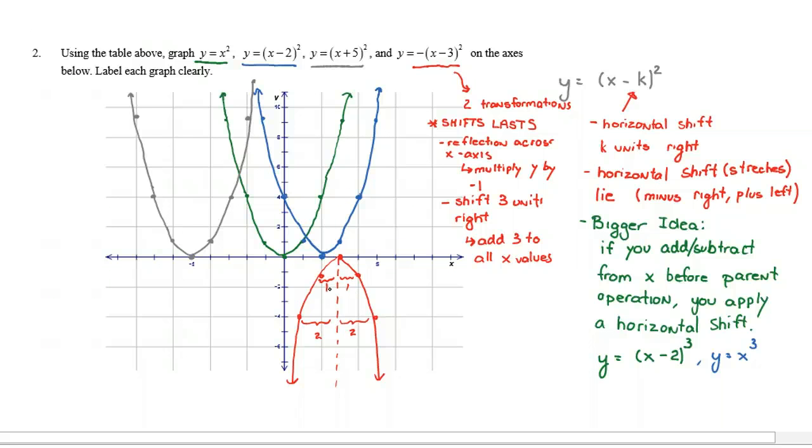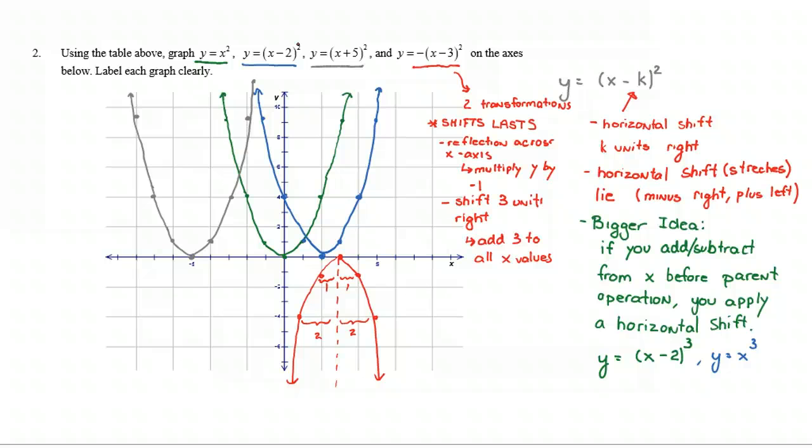So what we've seen is that when we add or subtract a value to the x before we square it, we think of that as a horizontal shift. The bigger idea is that this same idea of a horizontal shift applies to a wide variety of relationships, many of which you'll learn in your future math courses, but it's nice to make that connection now.